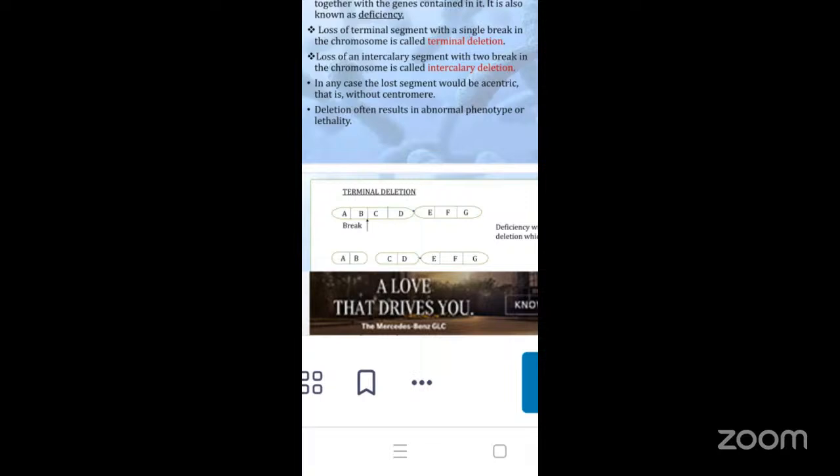The next topic is the numerical changes of aberrations. Numerical aberration is also known as ploidy changes. They involve the gain or loss of either individual chromosomes or whole sets of chromosomes. The major cause of ploidy changes is non-disjunction, and numerical aberrations have two basic types: one is euploidy and the other is aneuploidy.